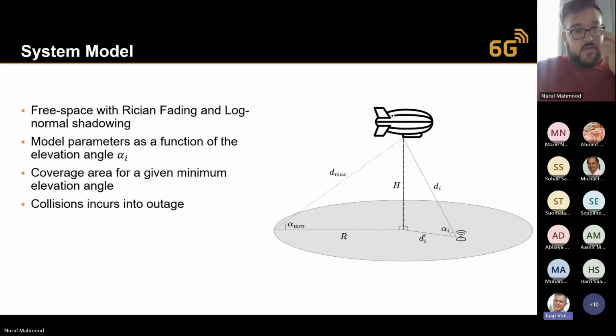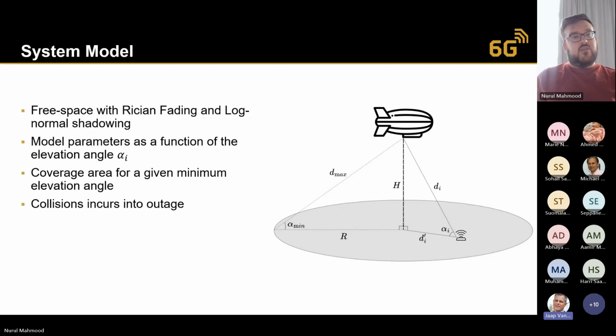So this is the system model we adopt. It's very simple. We have free space path loss with Rician fading and log-normal shadowing, and the parameters of this model are a function of the elevation angle. So we can see the elevation angle being important in this case, of course. Then for the coverage area, we set up a circle where the maximum radius is given by the minimum elevation angle that we consider for coverage.